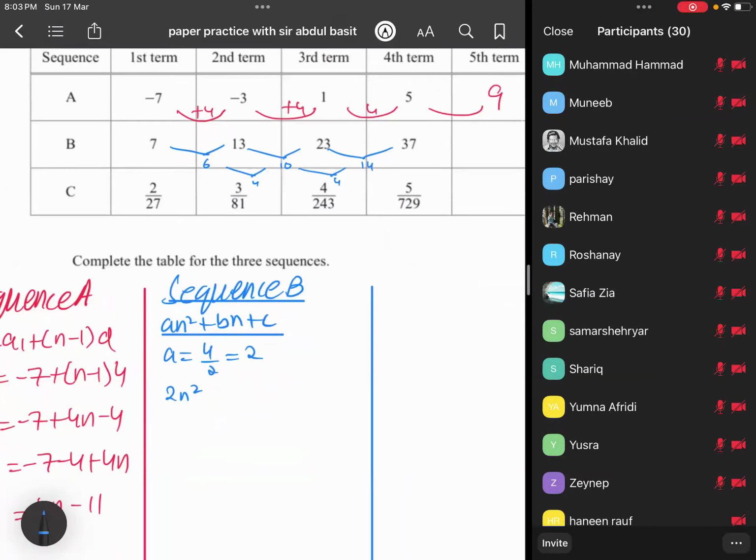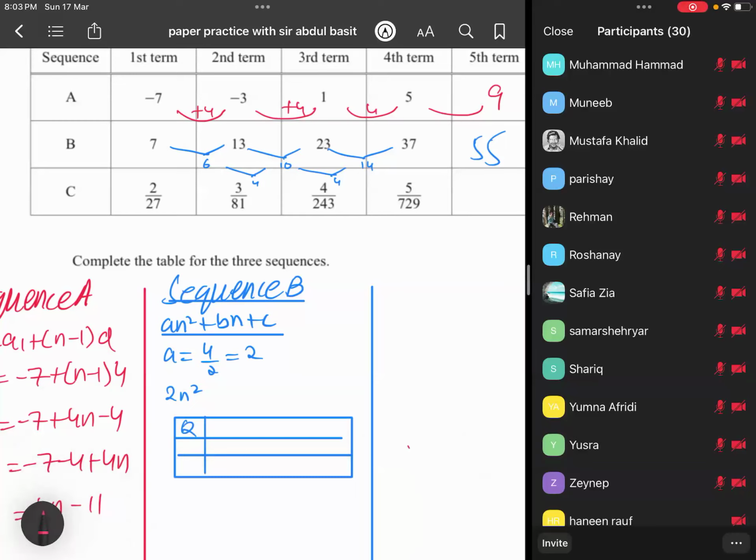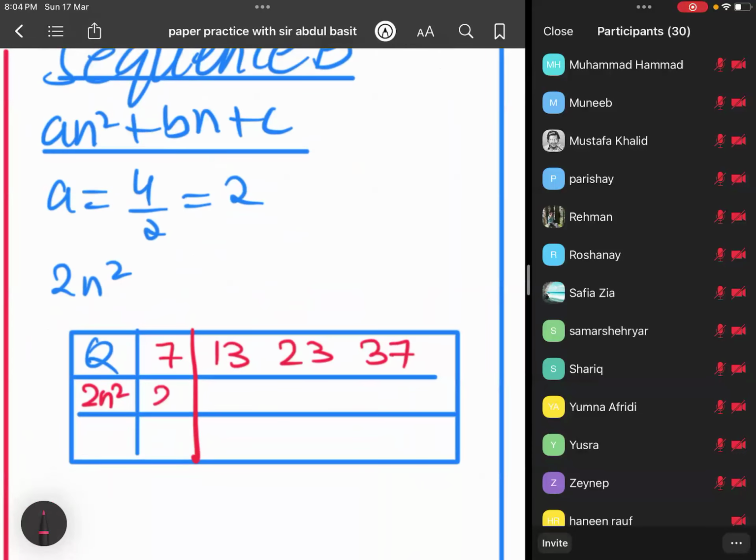So let's see. We need a small table. The value of the fifth term is 55. Okay, that will come out, it is quadratic. First write the question: 7, 13, 23 and 37. Then write 2n square. Put 1 in place of n: 1 square is 1, 1 twos are 2. 2 square is 4, 4 twos are 8. 3 square is 9, 9 twos are 18. 4 square is 16, 16 twos are 32.